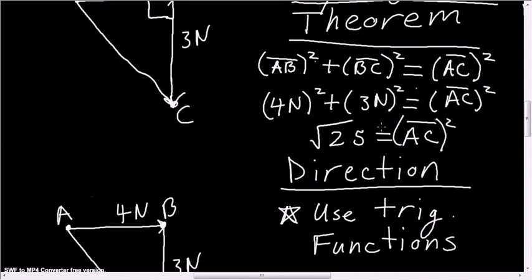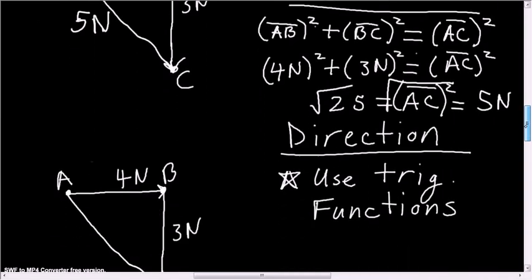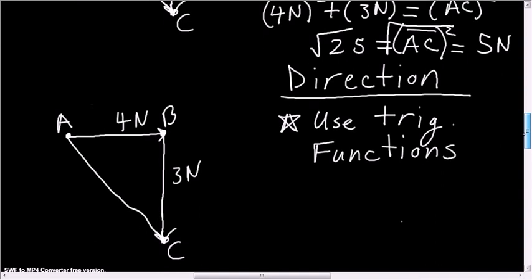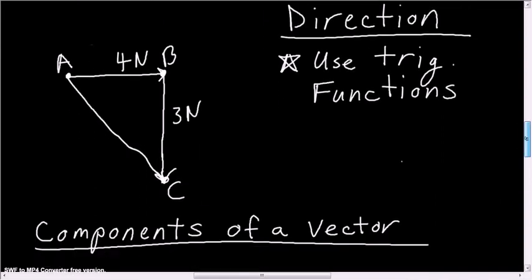I take the square root of both sides, and I find that the resultant is 5 newtons. So the resultant magnitude of this vector is 5 newtons, so the box is going to be experiencing 5 newtons. But I'm not done, because vectors have both magnitude and direction, right? So how do I find the direction?